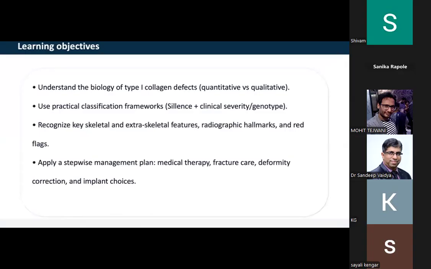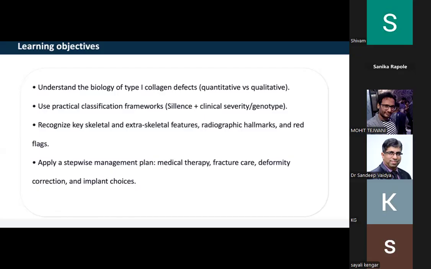You will understand a little bit about collagen type 1 and how defects in that translate to OI problems like fracture, bowing, and deformities. We will learn how to use the Sillence classification to prognosticate the illness and communicate regarding the same with the parents. We will recognize classic skeletal and extraskeletal signs and the key radiographic and imaging findings, and then come up with a structured plan which will include a little bit about rehabilitation, bracing, fracture care, deformity correction, and implant choices when it comes to nailing.